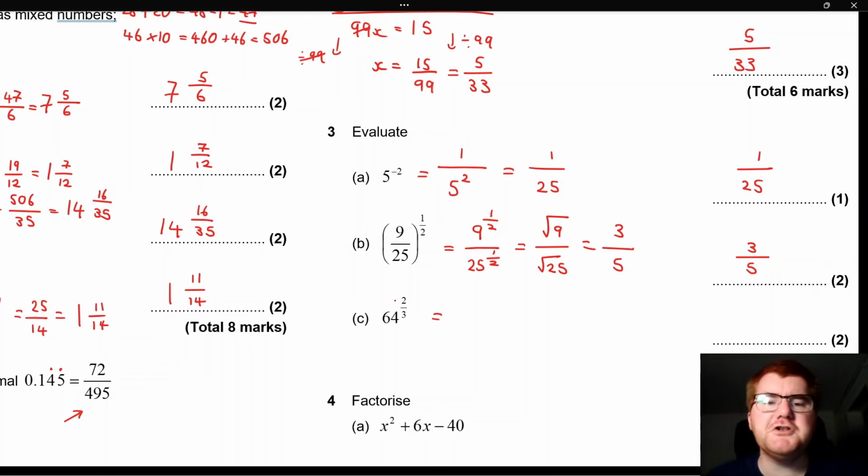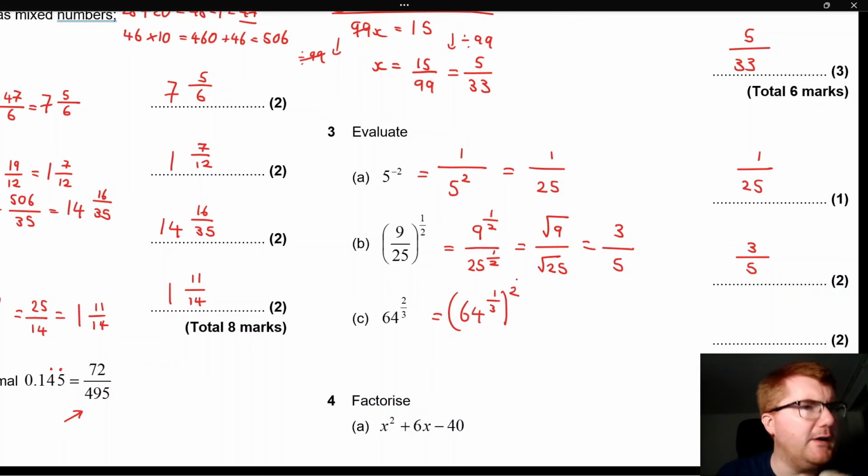Now, here we've got a fraction, but notice we don't have a 1 in the top, but we have a 2. That changes things slightly. What we do is separate this out. So we have 64 to the power of a third, and then we're going to apply the 2 afterwards. So we split it up in this way. Usually it's quicker doing it this way around, particularly non-calculator.